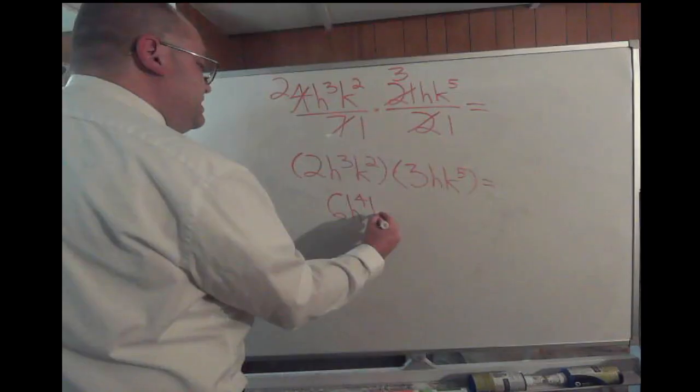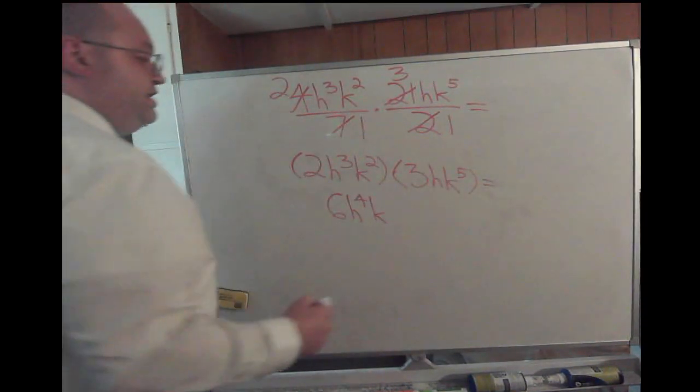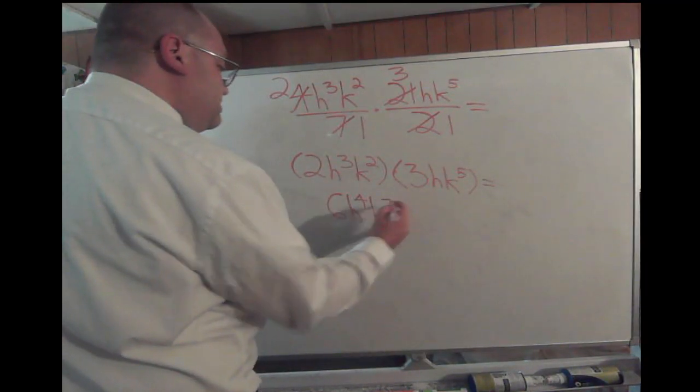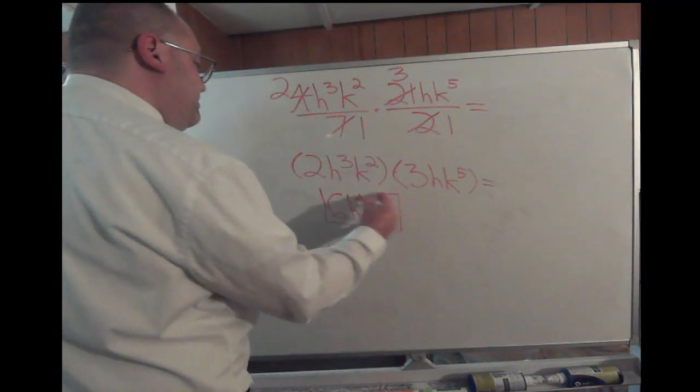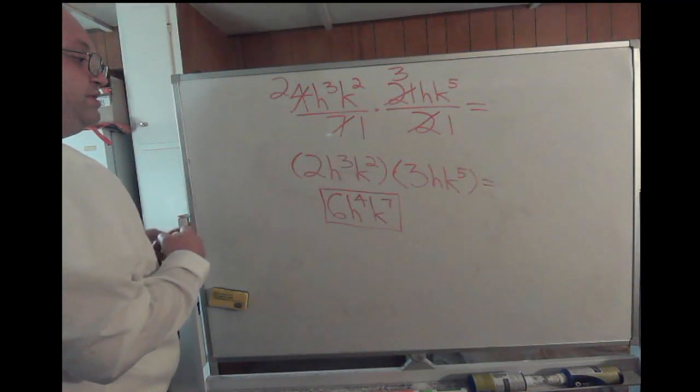Then you have your base k. You have k to the second times k to the fifth. Well, k to the 2 plus 5, that's 7. So the answer you should get for this is 6h to the fourth k to the seventh. That's exactly what you should get.